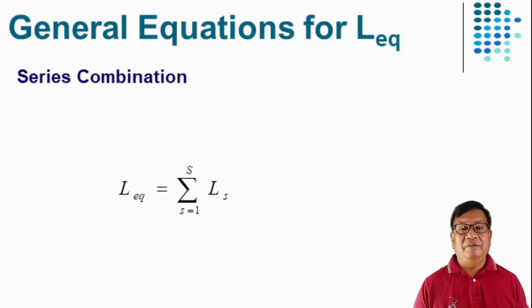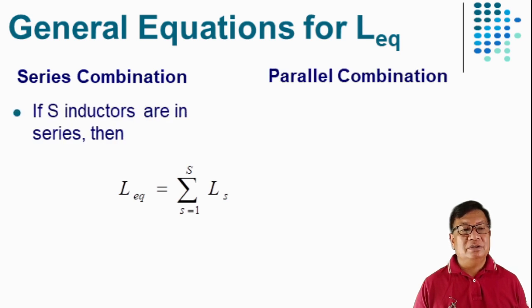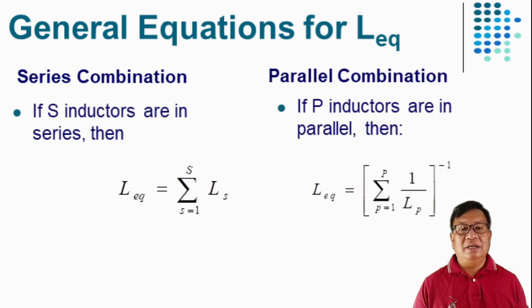Okay, so this is the general equation of your inductances, no? So if it is in series, the equivalent inductance is the summation of L sub S. Kung ilan po yung inductor natin, i-add natin din lahat. Pero yung sa parallel combination, then we have this summation of 1 over L sub F, where F is equal to 1 to F. Then we have this inverse, so this is reciprocal. Okay?